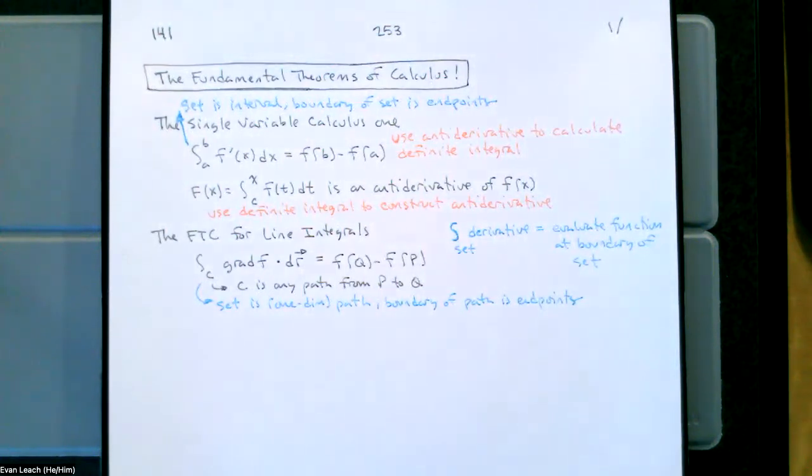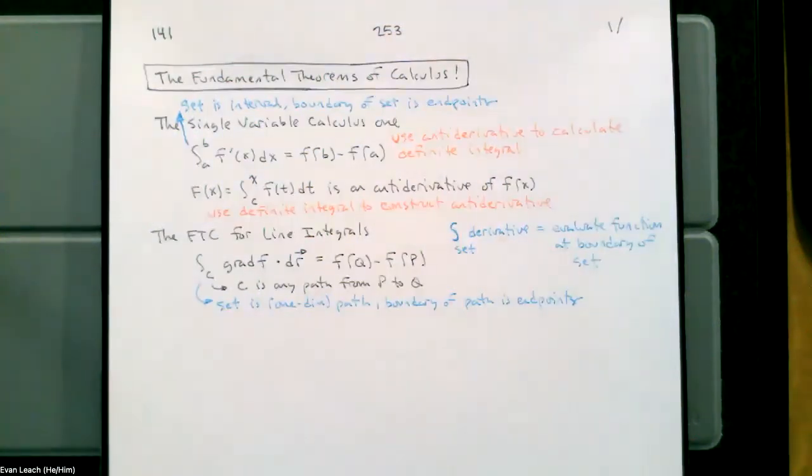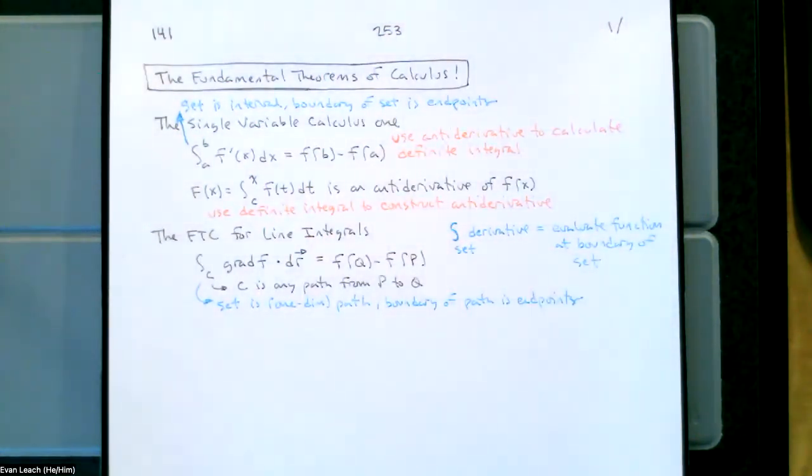In the single variable version of things, we start at A, end at B. The only path available to us is the x-axis. In this line integral case, we start at P and end at Q following some path. And what we found out was that if we integrate a gradient field, since gradient fields are conservative, the path didn't matter, which means that all that we care about is the endpoint.